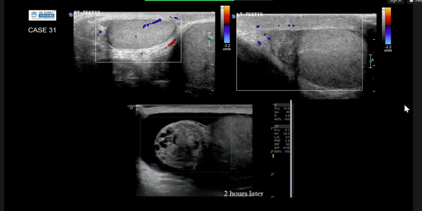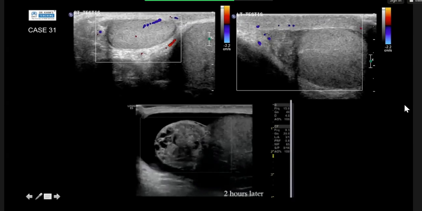I would like to check with color Doppler interrogation, as this could represent torsion if the patient has a history of trauma. Okay. There's no history of trauma. It's atraumatic testicular pain. If it was a sudden pain, this could be torsion. Yeah. So this is a case of testicular torsion. The 2 hours later image I'll come back to in a second.